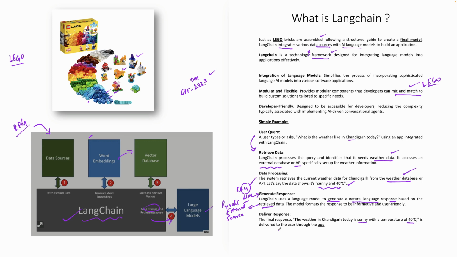And this is delivered to the user through the app. So this is a Langchain enabled app where when the user requested a query, the query went into your database. It could be a vector database. It could be calling an API. So it gets the data. That data is used to send the prompt to the large language model, and the large language model then generates the response and delivers it to the user.